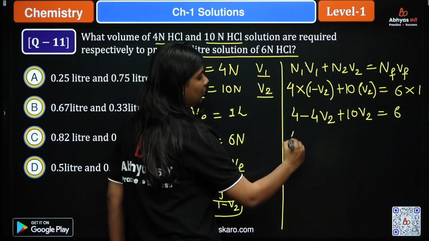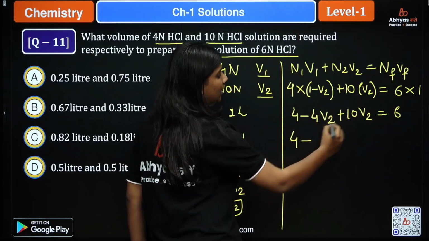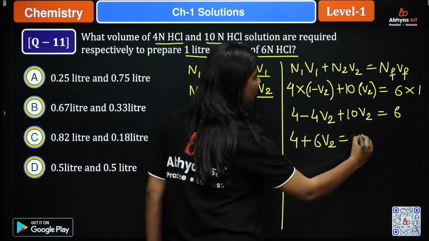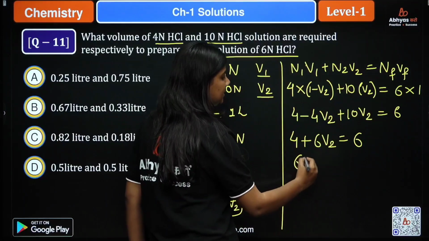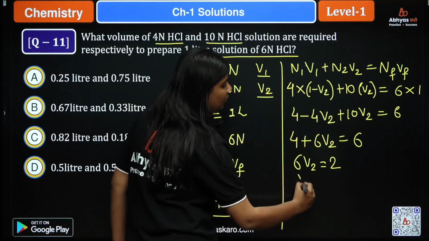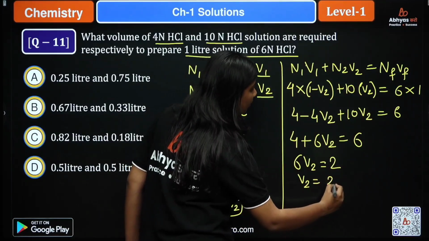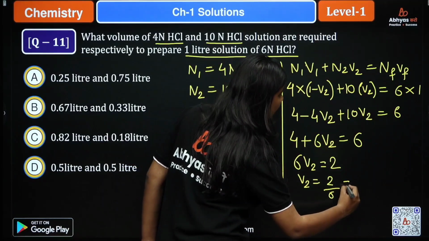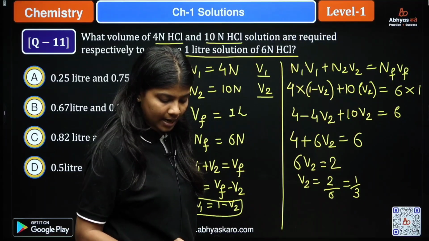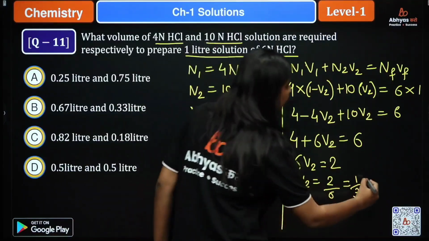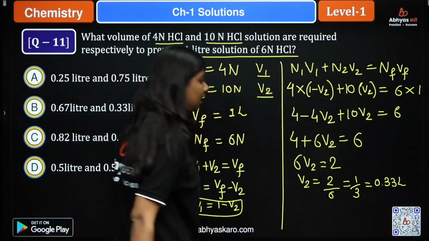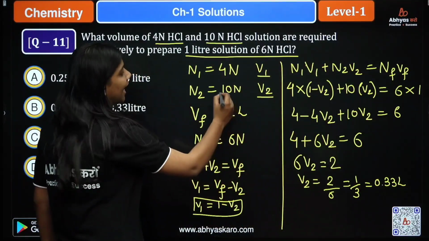Let's solve this equation. So 4 plus 10 minus 4, 6V2 is equal to 6. So 6V2 is equal to 6 minus 4, that is 2. Then V2 comes out to be 2 upon 6, that is 1 by 3. On solving this, the answer comes out to be 0.33 liters. This is the volume of 10 normal HCl.